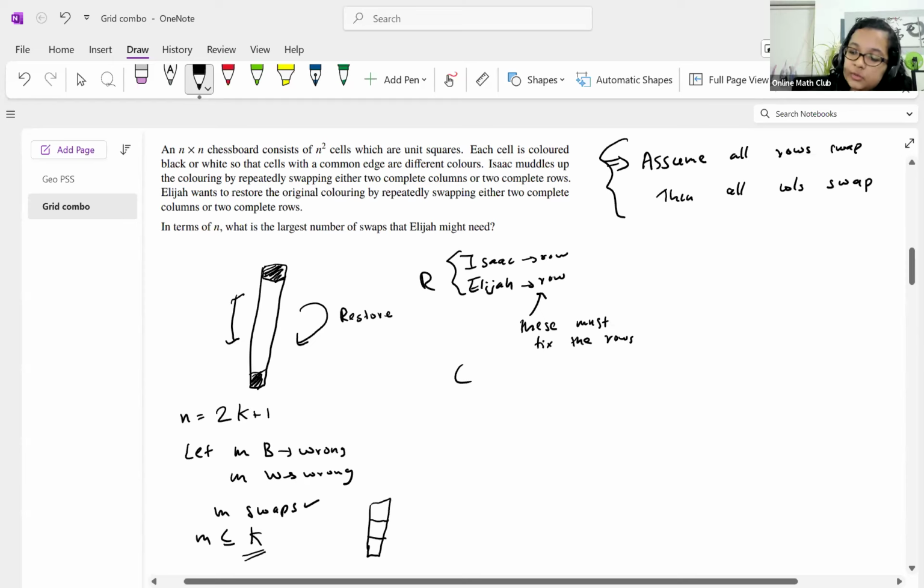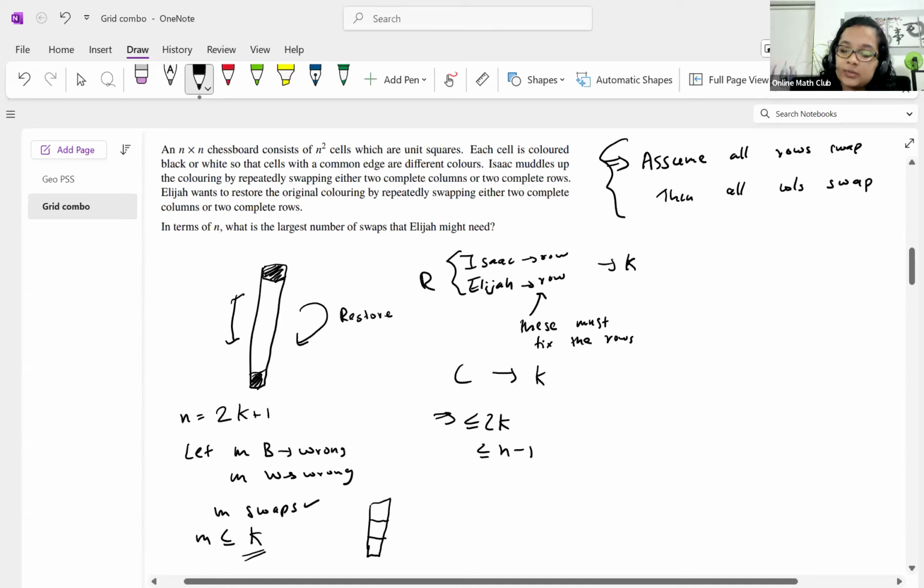And after this, the column swaps happen. So by the same logic, you'll again need at most k here. So in total, you'll need at most 2k, which is at most n minus 1. This is for odd. And for construction, it's just like the same thing, like it's the extremal case.